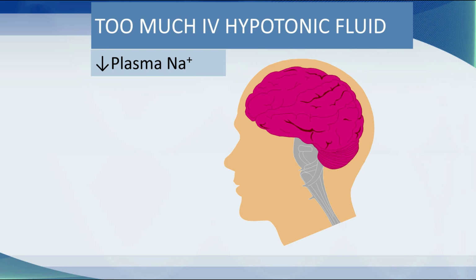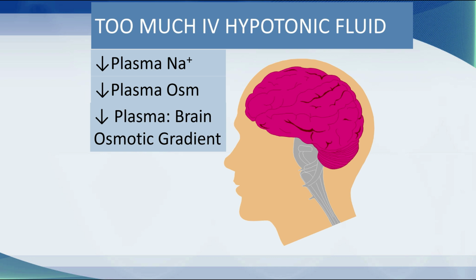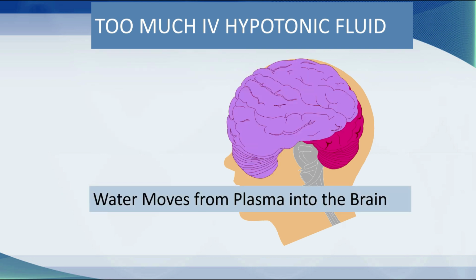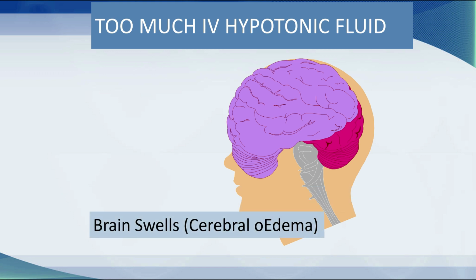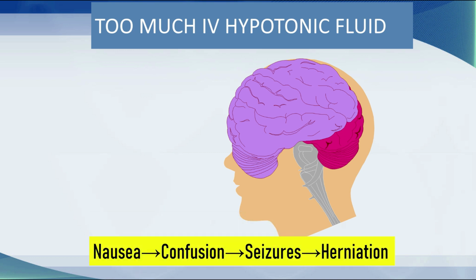The plasma sodium falls, the plasma osmolality falls, and the plasma to brain osmotic gradient drops. Water moves from the plasma into the brain, the brain can swell, and the patient can develop cerebral edema. The result of this is nausea, confusion, potentially seizures, and brainstem herniation. So during that hyperacute phase of the stress response, if you are giving boluses of fluid because the patient is hypovolemic or bleeding, they need those isotonic resuscitation fluids that we talked about in previous talks. And these are the fluids that include Plasmalyte, isotonic saline solution, and sodium lactate solutions such as lactated Ringer's or Hartmann's solution.